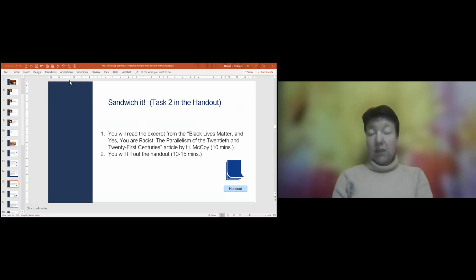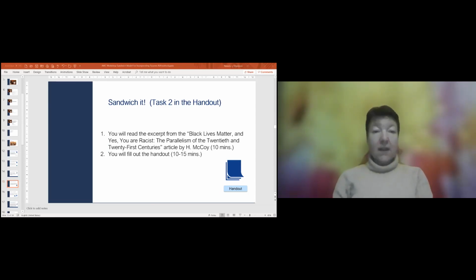The article's title is Black Lives Matter and Yes, You're Racist, the Parallelism of the 20th and 21st Centuries. The article is by McCoy, published in 2020 again. I believe I included the page number there. And the handout now asks a little more from you. The handout includes a request for a topic sentence for this next activity. So your handout is going to start with a topic sentence for the paragraph where you can use the source.